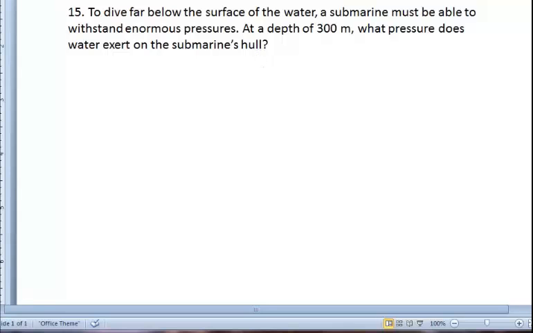Now let's go over and do problem 15 out of your book. To dive far below the surface of the water, a submarine must be able to withstand enormous pressures. At a depth of 300 meters, what pressure does water exert on the submarine's hull?